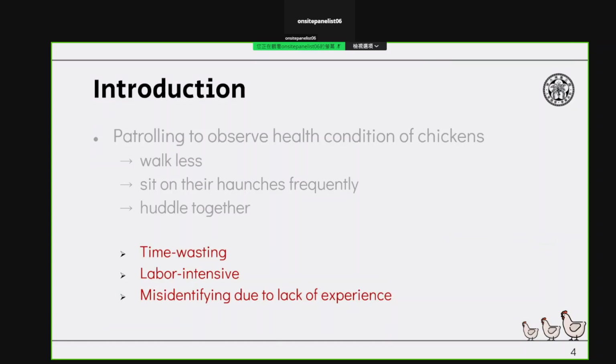However, it is really impossible to check chickens one by one because chickens are not just standing there, they will move around. So patrolling doesn't sound like a good way to monitor a chicken coop. It is pretty time consuming and laborious. Also, some chicken farmers who are new in the industry might make a wrong decision or misidentify a situation due to their lack of experience.